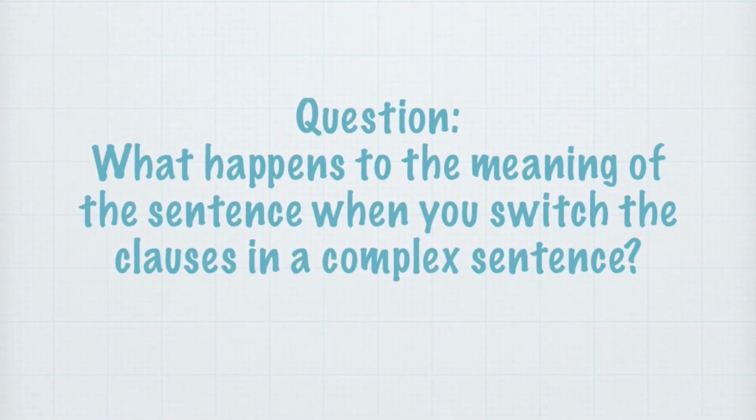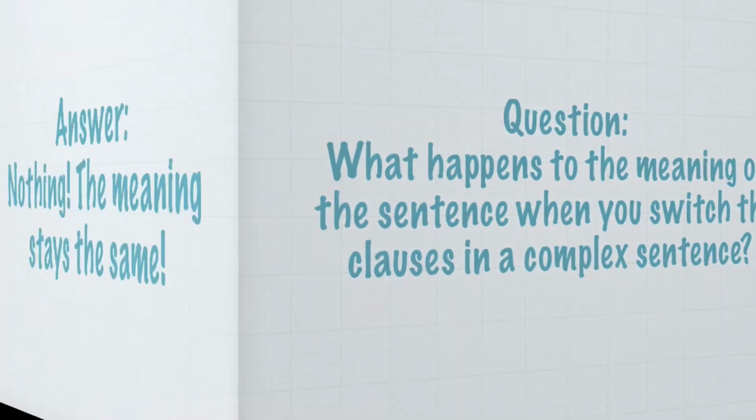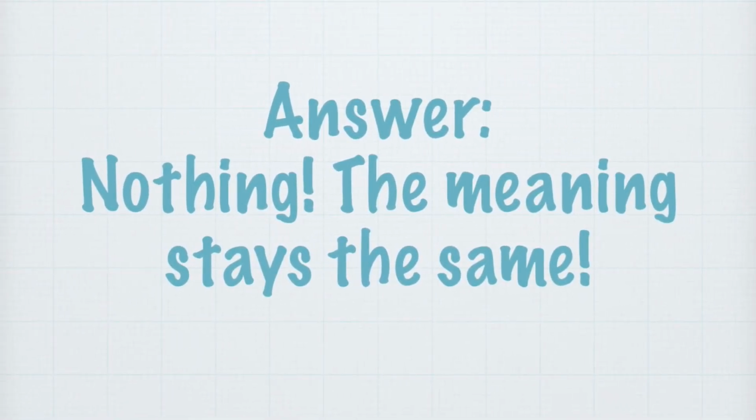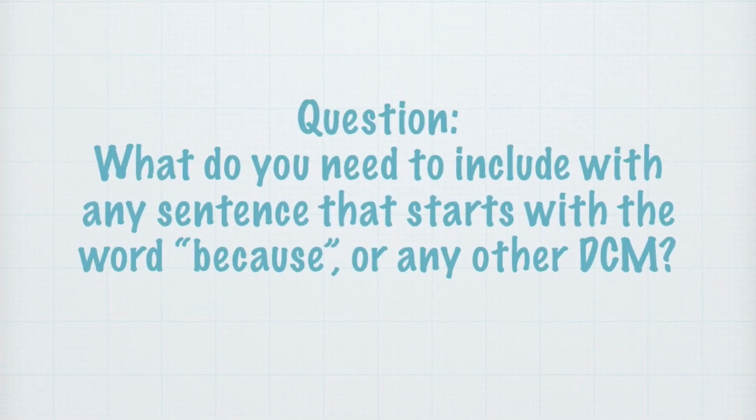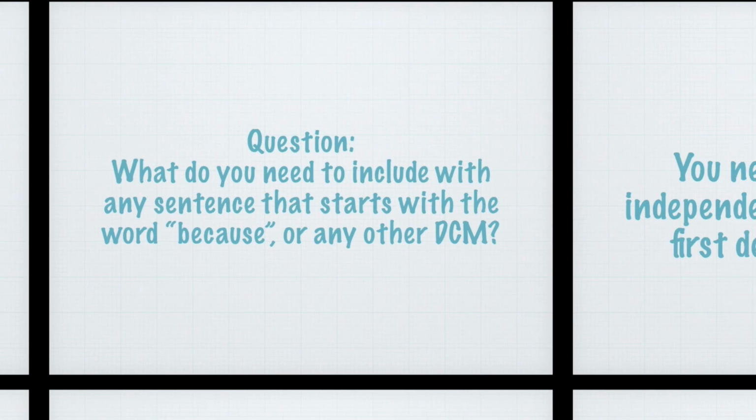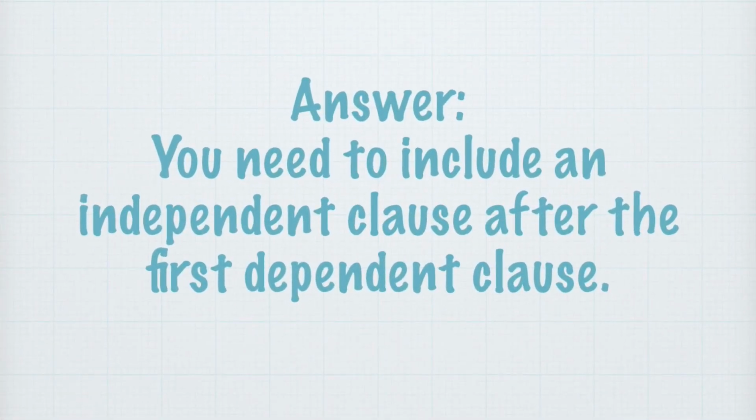What happens to the meaning of the sentence when you switch the clauses in a complex sentence? Nothing! The meaning stays the same. What do you need to include with any sentence that starts with the word because, or any other dependent clause marker? An independent clause after the first or dependent clause.